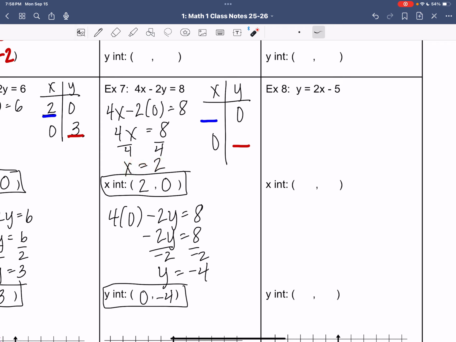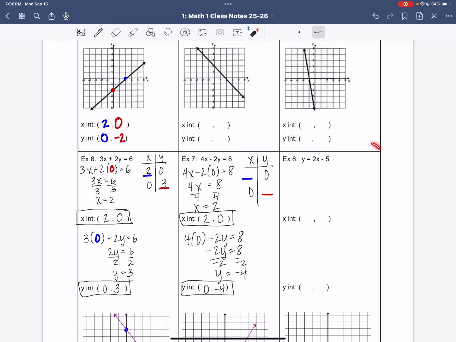All right, so for the other one, you just switch it. We're looking for our y, so we make the other variable 0, which is x in this case. So 4 times 0 minus 2y equals 8. Divide both sides by negative 2, and you get y equals negative 4. So remember, we made x 0 up here, so we have to put that here. And then y, we said, was negative 4.